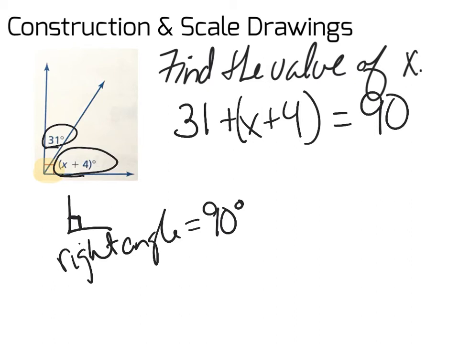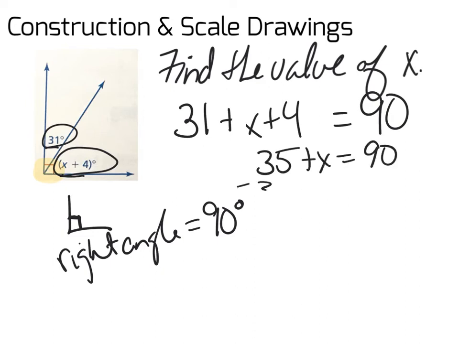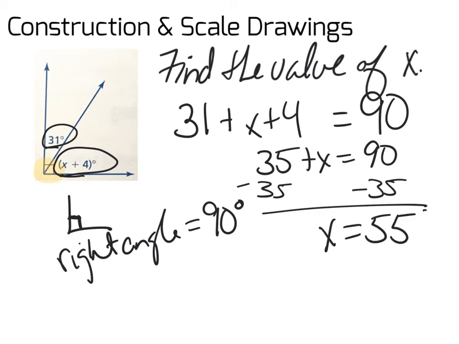I know that these parentheses right now don't really mean anything, so I can get rid of those. So I have 31 and 4, which is 35, plus x equals 90. Then I've got to get that 35 on the other side, so I'm going to subtract 35, and I'm going to get x equals 55. So I know that x equals 55 degrees.